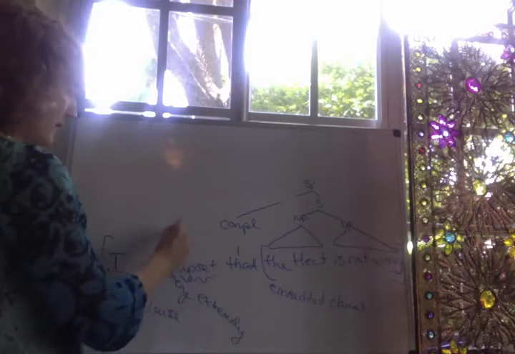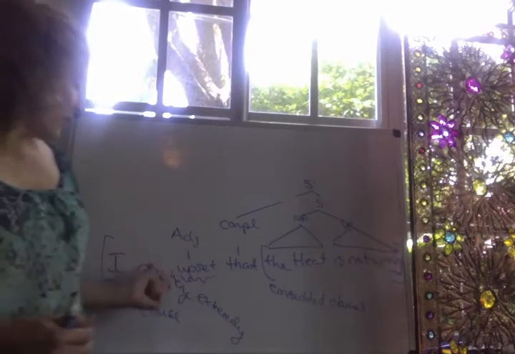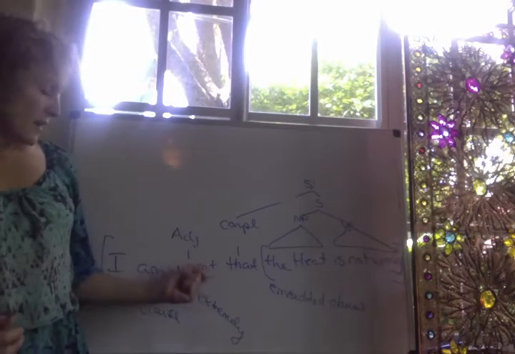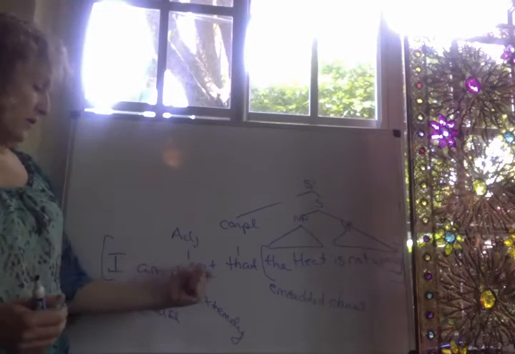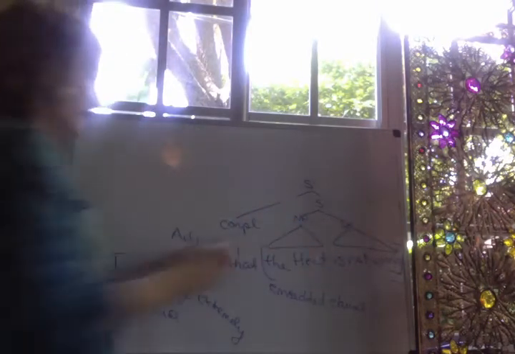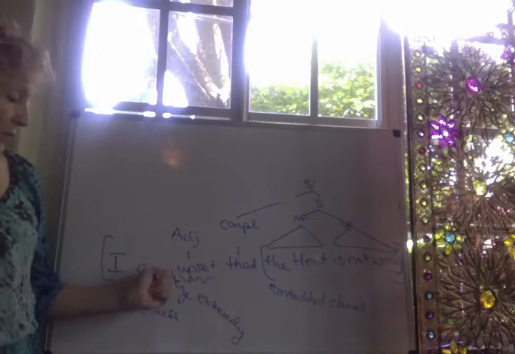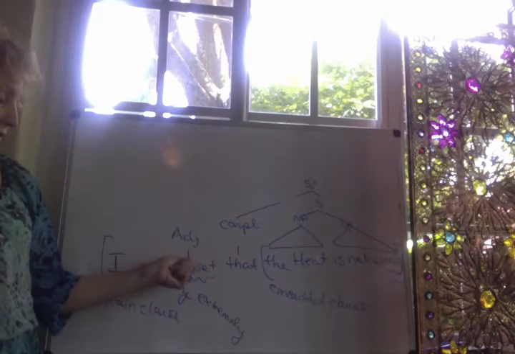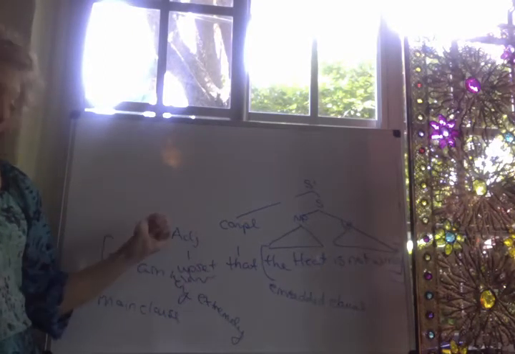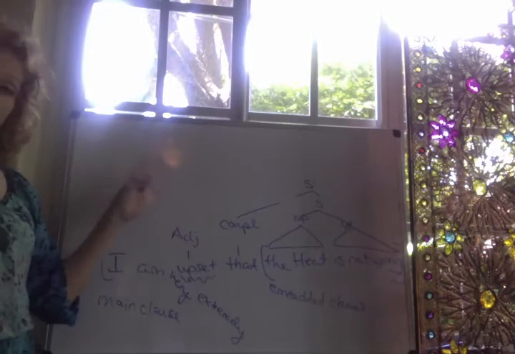So, upset is an adjective, and when you think about I am upset, that whole thing is going to form a verb phrase. If you just had, so forget about that the Heat is not winning, I am upset. Am would be the main verb, and it would form with this adjective phrase the whole predicate of the sentence. I would be the subject of that whole sentence, and together they would form a sentence.